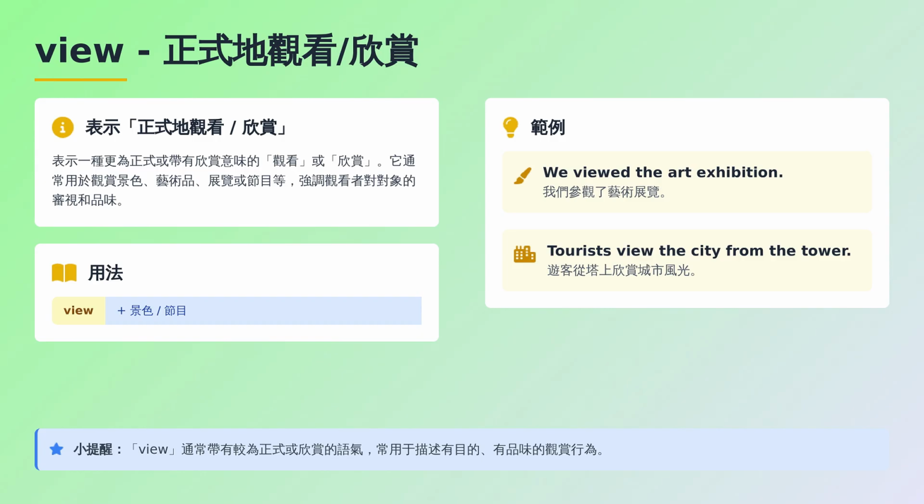Examples: We viewed the art exhibition. Tourists view the city from the tower. Tourists enjoy the city view from the tower. Note, view often carries a more formal or appreciative tone and is often used to describe purposeful and tasteful viewing.